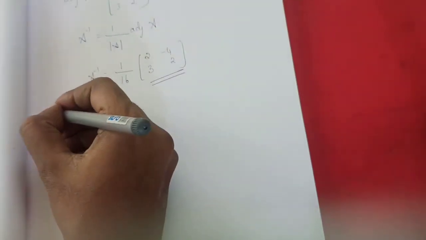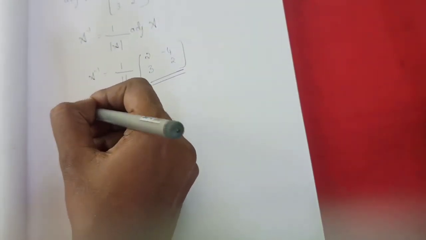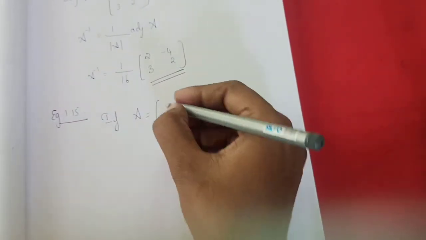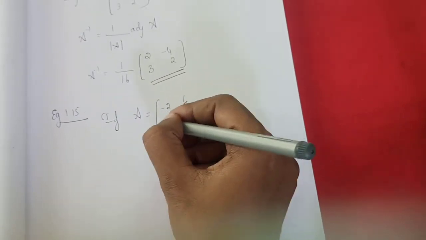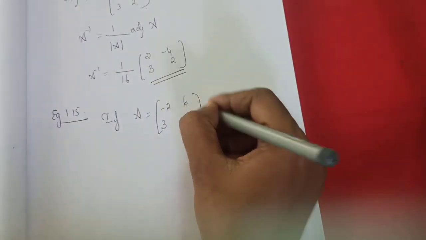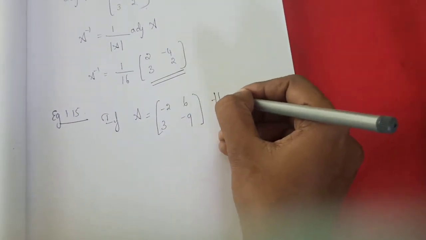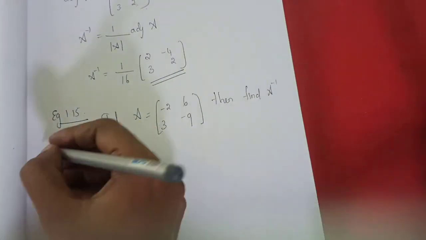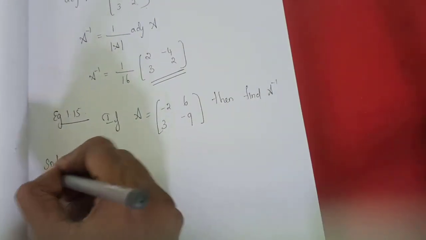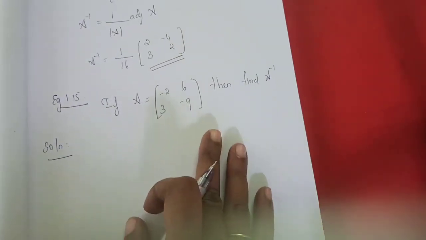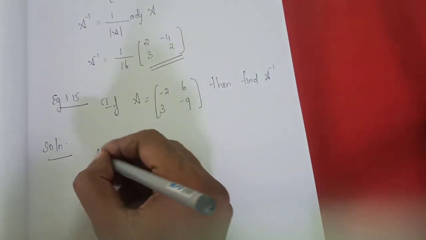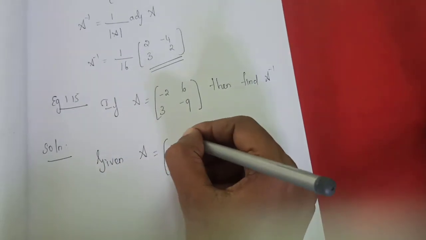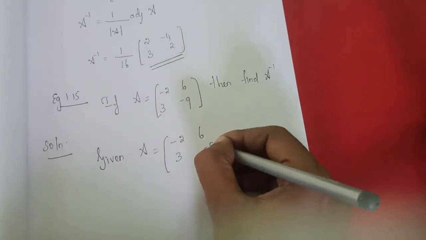Okay, one more we'll do. Example 1.15. If A is equal to [-2, 6; 3, -9], then find A inverse. Solution. You need to find the A inverse, same as the previous problem. First, what will you do? Given A is equal to [-2, 6; 3, -9].